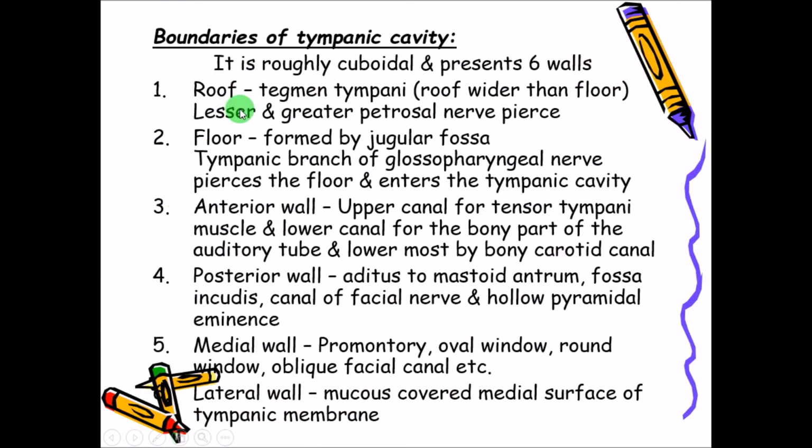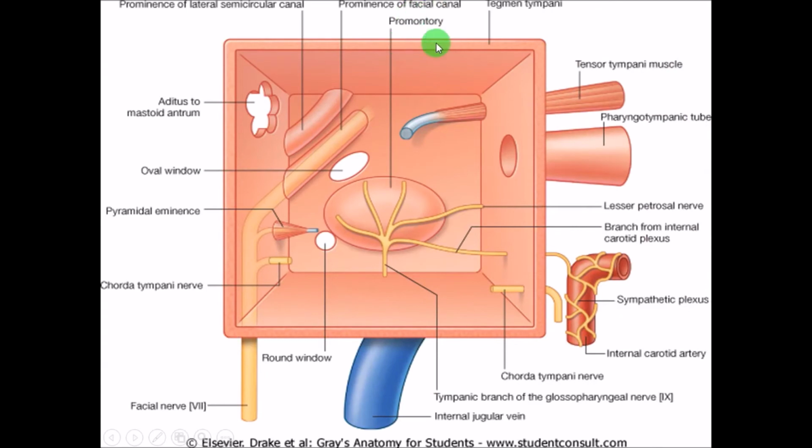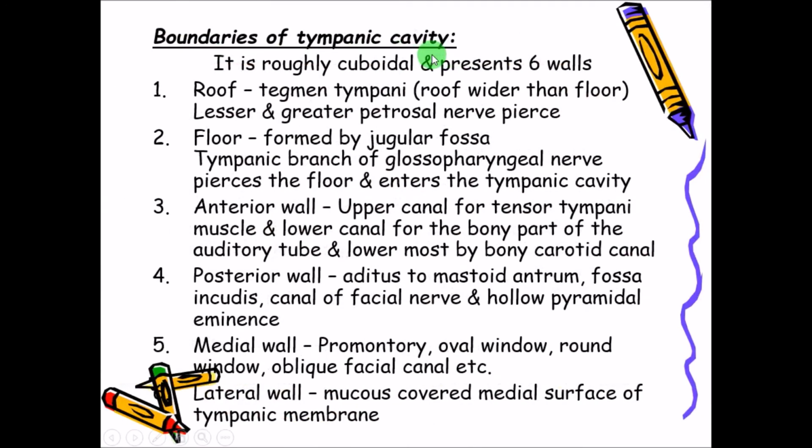Okay, and you can trace here the lesser and greater petrosal nerves, which will be piercing the roof. It has not been shown here, but you can imagine that the lesser and greater petrosal nerves will be piercing this roof. Coming to the floor, it is formed by the jugular fossa.